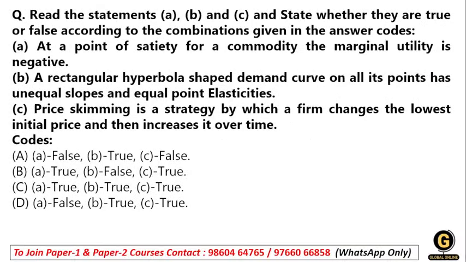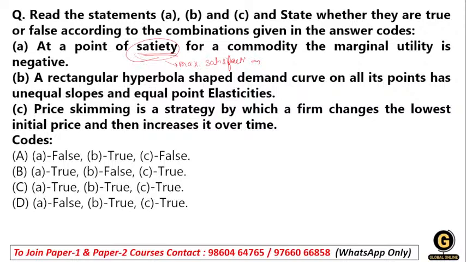Now the next question. Three statements are given to you, and you have to evaluate which statement is true and which is false. First statement: at the point of satiety, which means maximum satisfaction, where you get maximum satisfaction, for a commodity, marginal utility is negative. Isn't it true?